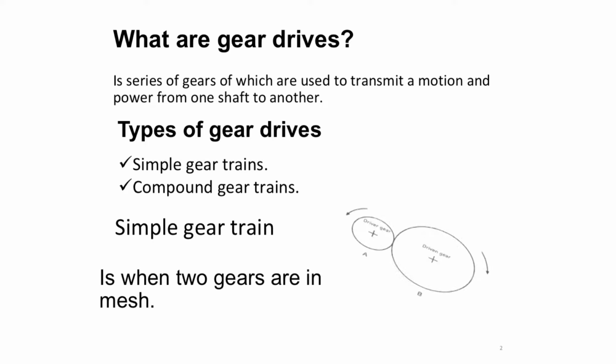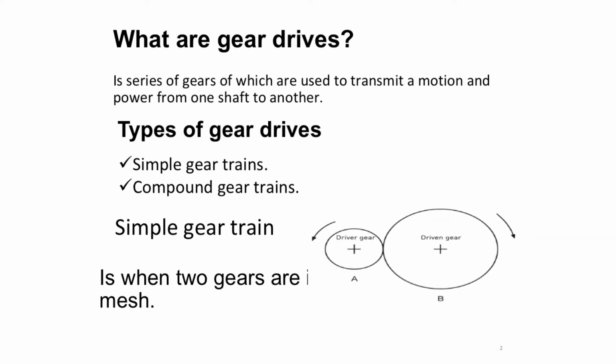If you look at the diagram, it's when two gears are in mesh. In our picture, it shows gear A and gear B, where gear A is the driver gear and gear B is the driven gear. You can also notice that gear A and gear B move in different directions, meaning that they oppose each other.